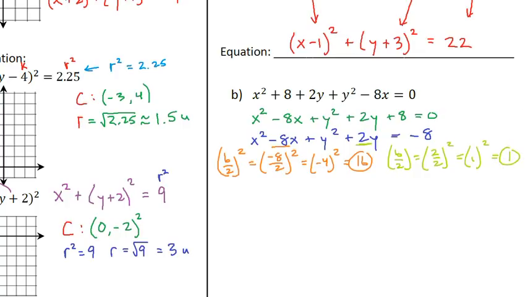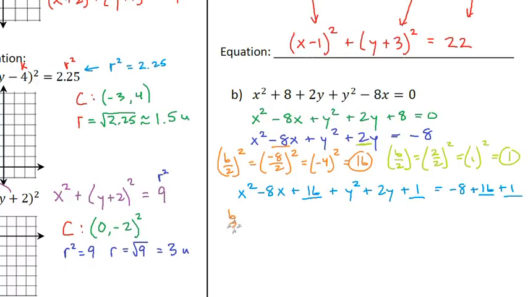All right, our next step is we're going to rewrite this step. And let's write in our new c values to complete the square. We've got x squared minus 8x plus 16 plus y squared plus 2y plus 1. And now we take the negative 8 from above and we're going to add 16 and we're going to add 1.